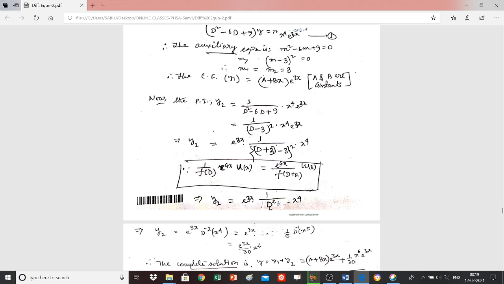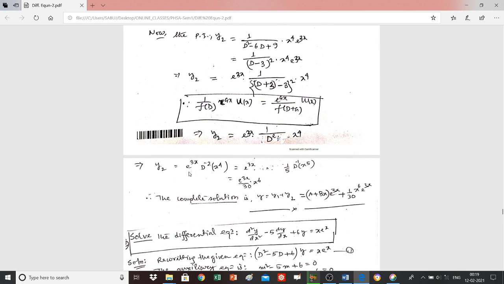From here you can easily understand that there will be D square only into x to the 4. So e to the 3x times 1 by D square of x to the 4. You know that D means differentiation, and D inverse means integration. So here 1 by D square means there will be twice integration.